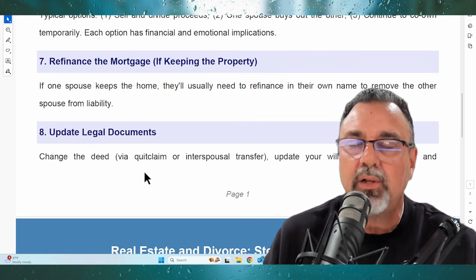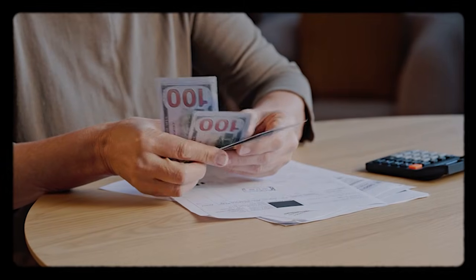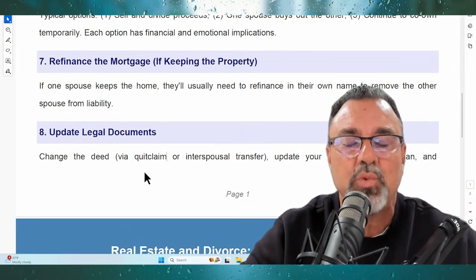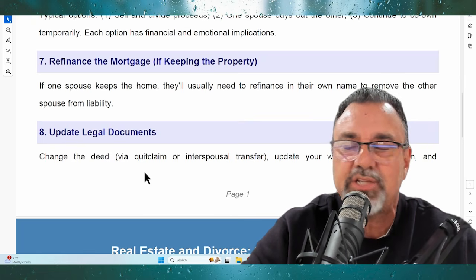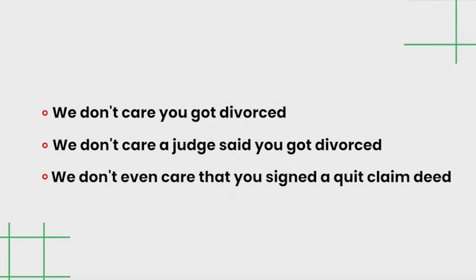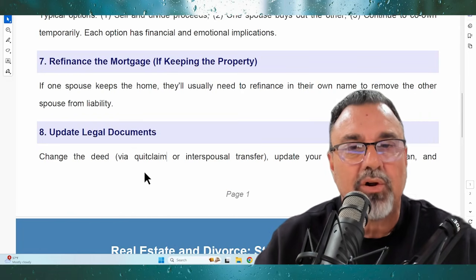Why is this important? Well, let's say that I miss a mortgage payment. It's going to affect you. Let's say I lose my job and I go into foreclosure. Well, foreclosure is going to show up on you as well. And the bank's going to go after you because they're saying, you signed on the dotted line. We don't care you got divorced. We don't care a judge said you got divorced. We don't even care that you signed a quitclaim deed. You signed the papers that we gave you money and we want our money back. And that's how it works, folks.